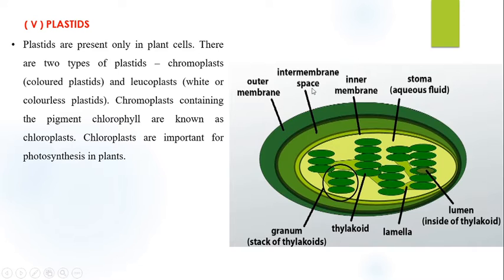And here you can see the chloroplast having two membranes. First, this is the outer membrane, and this is the inner membrane. Here is the intermembrane space, meaning the space between the two membranes is called the intermembrane space. And there is an aqueous fluid present in the chloroplast. It's called the stroma.